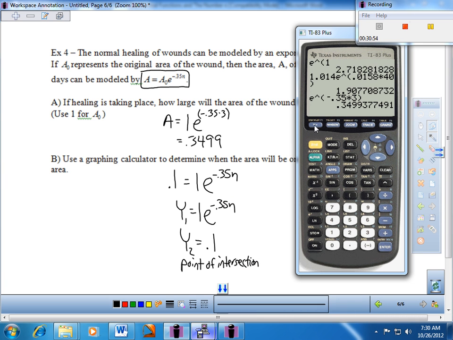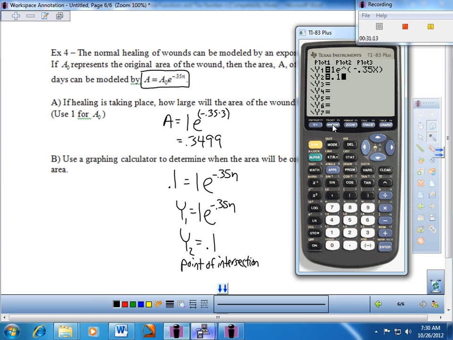So to the y equals we go. Let's erase those. And so the first one will be the 1 times e raised to the negative 0.35x. Make sure you see that piece. And then the second one, everybody, will just be 0.1. And again, what we have to do, the trick to this, I think, is just talking about the window.